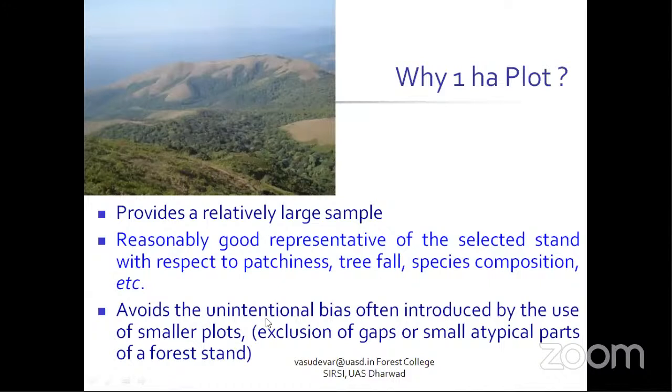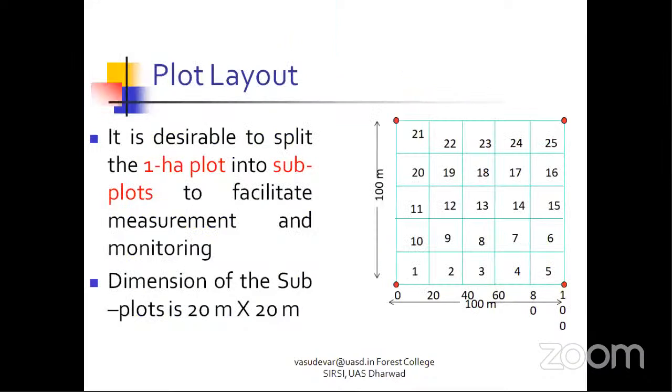And it will also avoid unintentional bias that might often creep in when you are trying to put only 20 by 20 plots. The human mind is such that, especially if you go with students, they often go to an area where there is less vegetation so that they will finish their work very quickly. But when you put a 1 hectare plot, this includes thick, thin, and moderately disturbed kinds of plots. That's why 1 hectare plots are necessary.